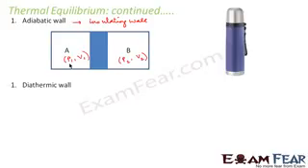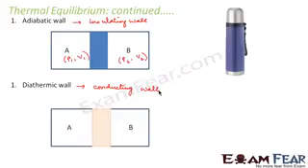Now let us talk about the diathermic wall. A diathermic wall is a conducting wall. That means it allows heat to flow across it. So now let us consider the same systems A and B are now separated by a diathermic wall. Since it is a diathermic wall, this wall will allow heat flow between the systems across each other. Right? So heat flow will take place between these two systems.